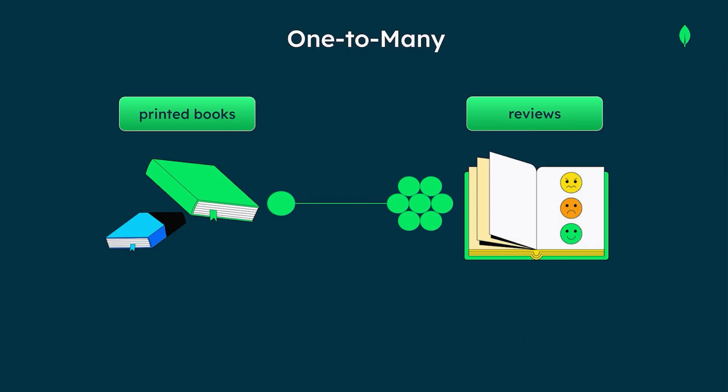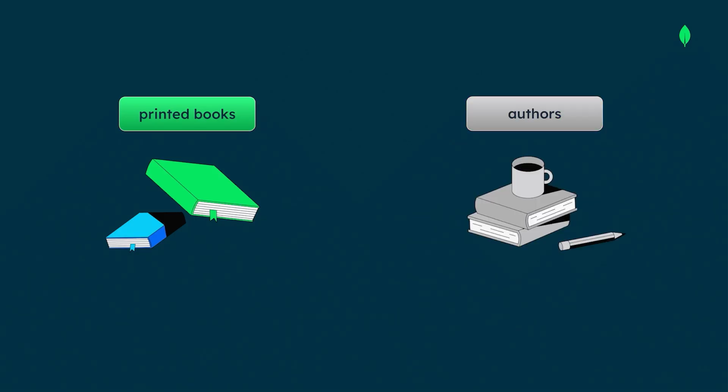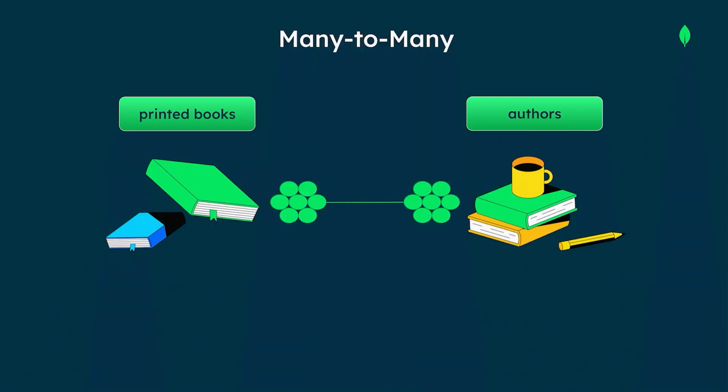To introduce the final relationship, let's review printed books and authors entities. A book can have multiple authors, and an author can write more than one book. This is a many-to-many relationship.